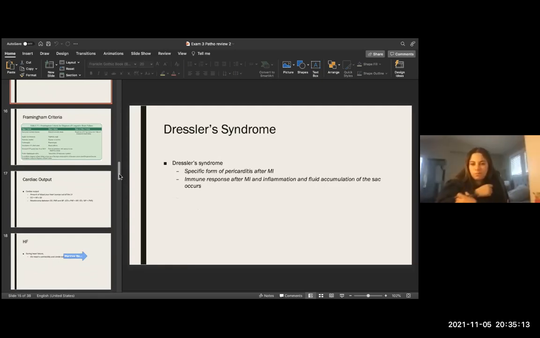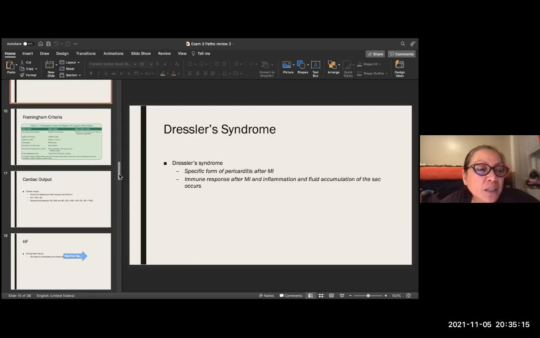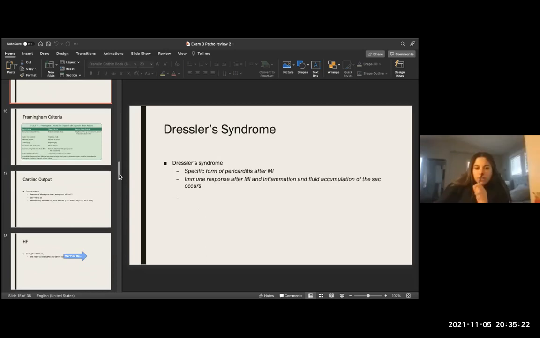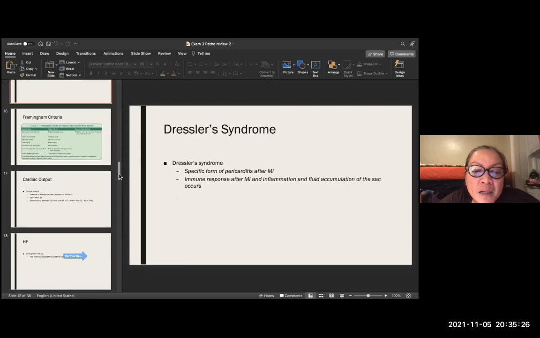I think you already know all of this. These are easy. These are just memorization. The Framingham criteria, it's just a criteria. And then this one, the cardiac output. Oh, okay, the Dressler syndrome. So it is a form of pericarditis after MI. It's not really pericarditis, but after a person has a myocardial infarction, also known as a heart attack, this will appear. So this has something to do with the immune response.